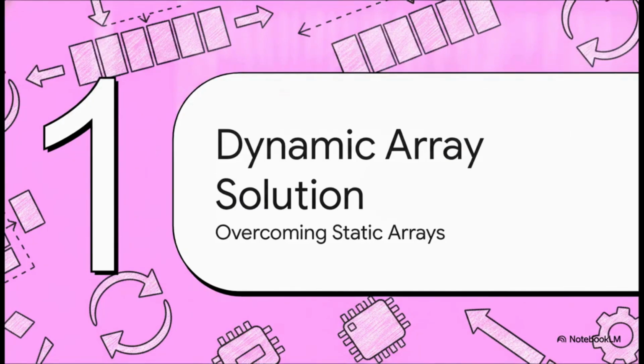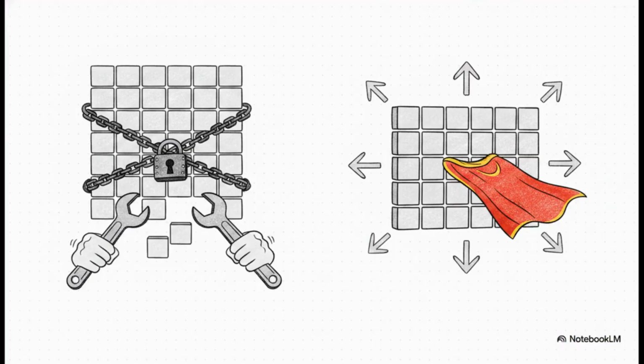All right, Section 1, the dynamic array solution. Let's talk about overcoming those static arrays. So standard arrays present this massive problem, right? They are just way too rigid, stuck at a fixed size. If you want to make them dynamic manually, well, you're suddenly forced to micromanage your computer's memory using the new and delete keywords. It's tedious, and let's be real, it's super prone to errors.